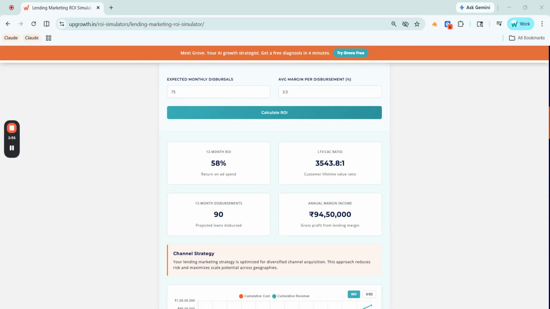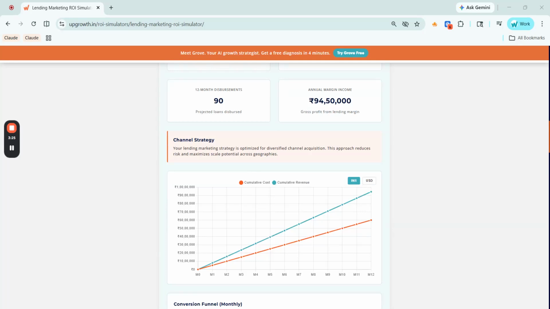And here we also have the LTV to CAC ratio. Also we have a channel strategy here. It says your lending marketing strategy is optimized for diversified channel acquisition. This approach reduces risk and maximizes scale potential across geographies.